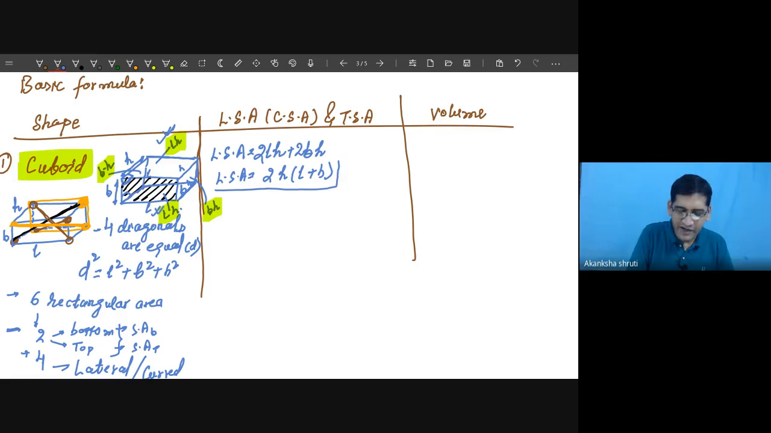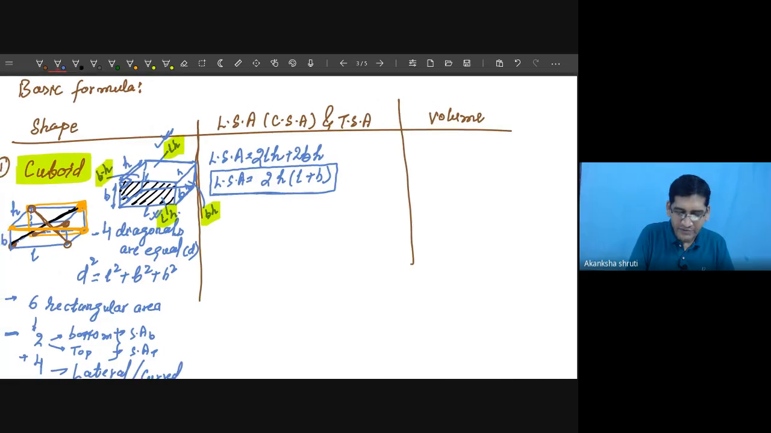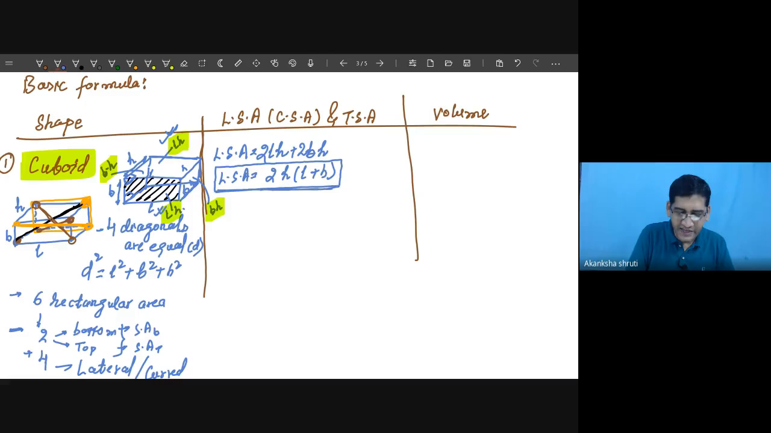This we have to keep in mind. There is even no need to mug up this formula, just by your understanding you can write it very easily. Understanding is very important. So how have I arrived at this formula? Just by observing the rectangular surface areas or combining the rectangular surface areas.